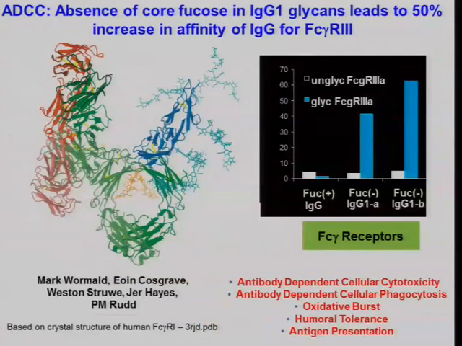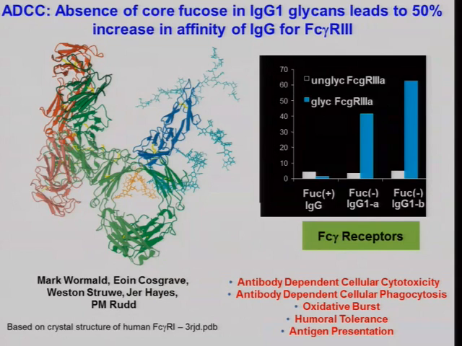So ADCC itself, it's now understood that if these sugars here do not contain core fucose, you actually get more effective ADCC. And this is because if you take core fucose out of here, this junction is clearly less cluttered, and there's movement of one or two amino acids here, which enable this Fc gamma R3 receptor to find the top of the CH2 domain on the IgG.